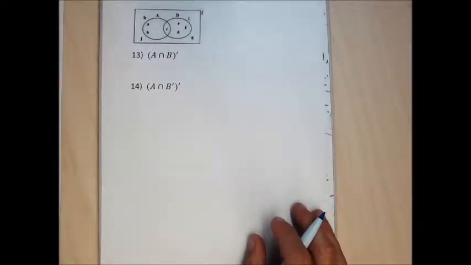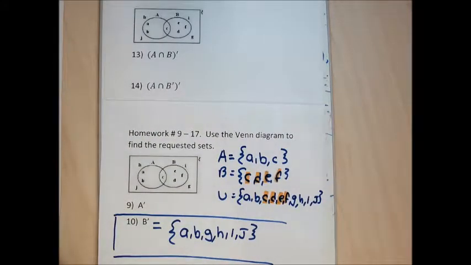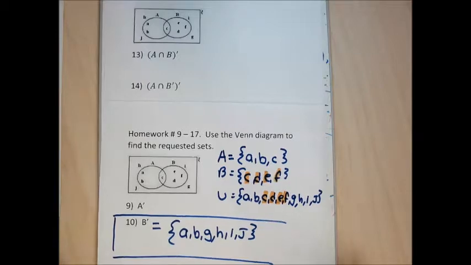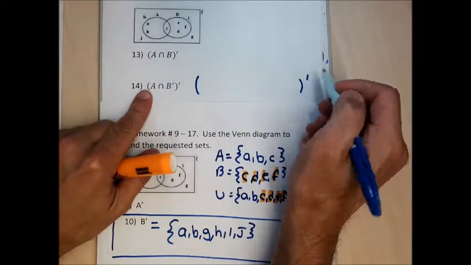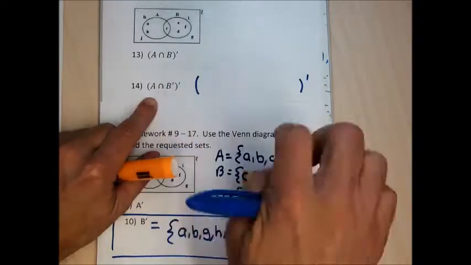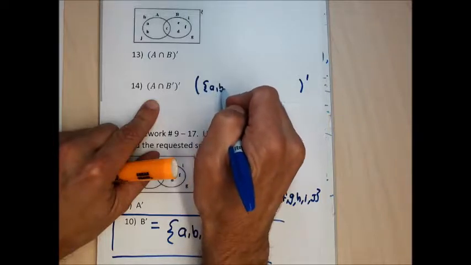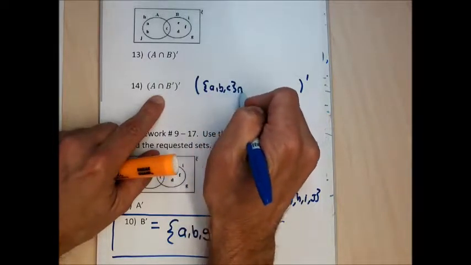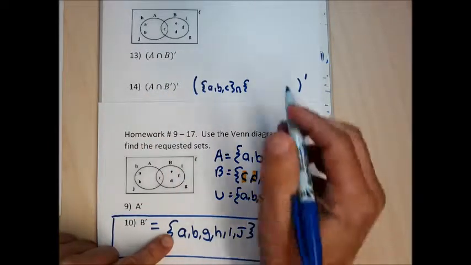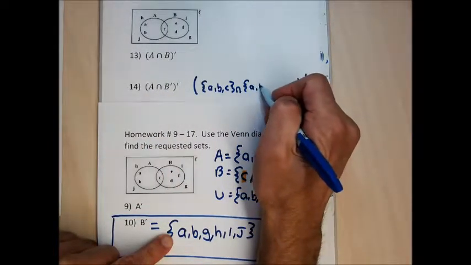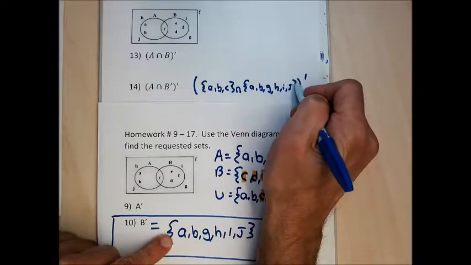So 14 and 13 want us to use the same Venn diagram, so I'm going to use my same sets. For 14, I need to do the parentheses first. And for the parentheses, I'm going to do A, which is A, B, C, and then the intersection symbol. And after my intersection symbol, I'm going to put the set that's equal to B complement, which is A, B, G, H, I, and J.